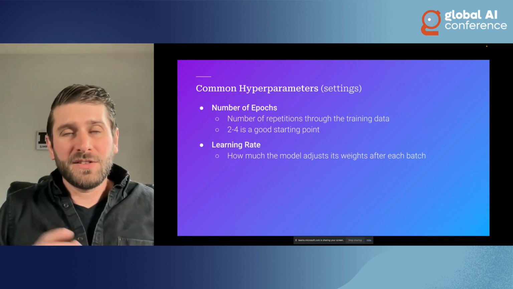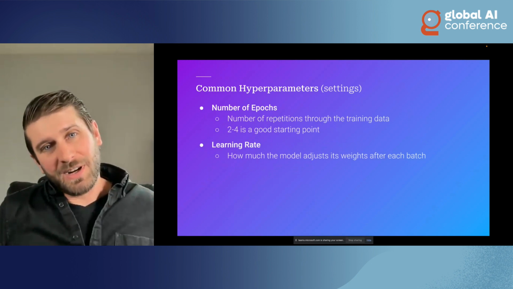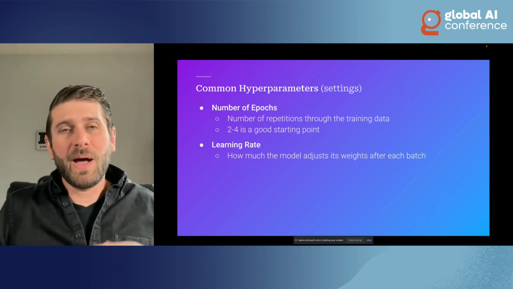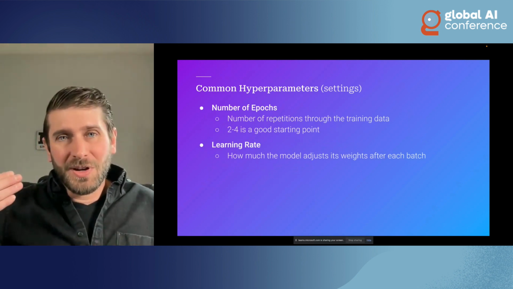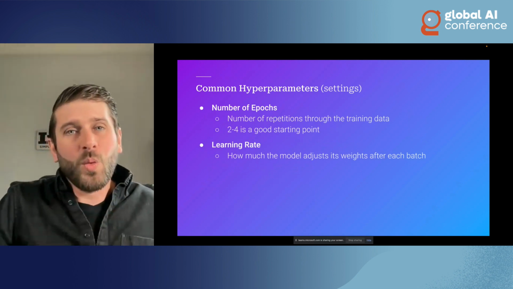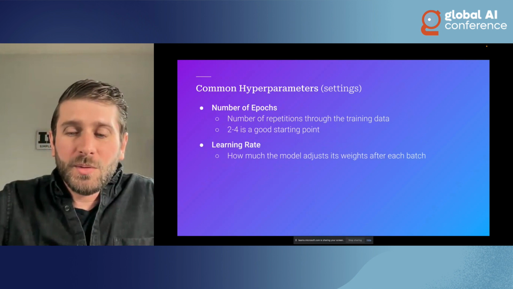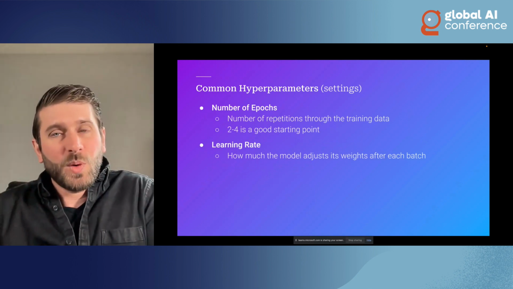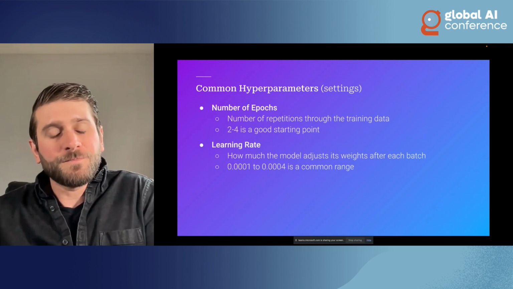It'd be like if you tried to answer a question on a test, and then you looked at the correct answer, and you're like, oh, well, this is why I was wrong. And then you go back and adjust your knowledge. Well, the model goes back and adjusts all its weights so that it'll answer closer the next time. The learning rate is how much it's going to adjust its weights based on how wrong it was.